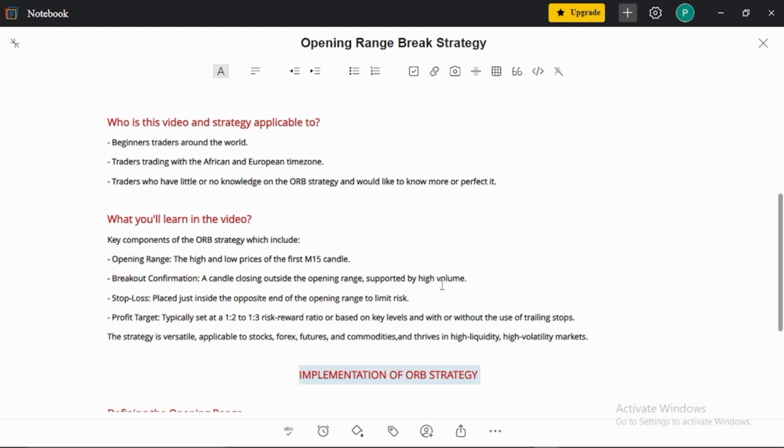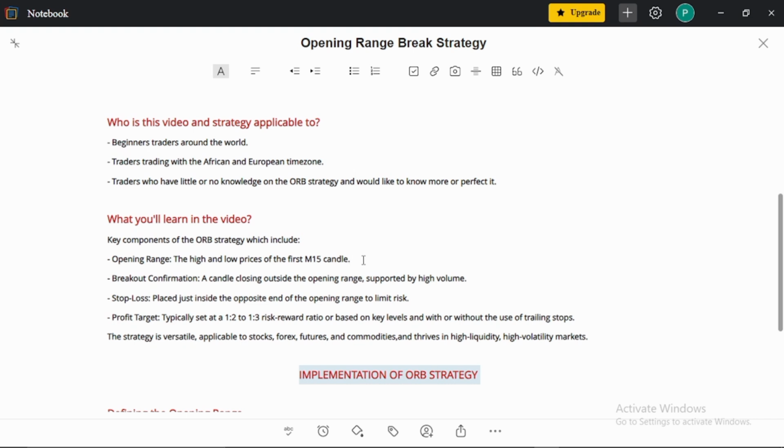You are going to learn the key components of the ORB strategy. ORB is the opening range breakout. The first key component is the opening range, which is the high and low price of the first 15 minutes candle. I'll be doing a brief overview of candlestick structure and anatomy, so you get what I mean by high and low.